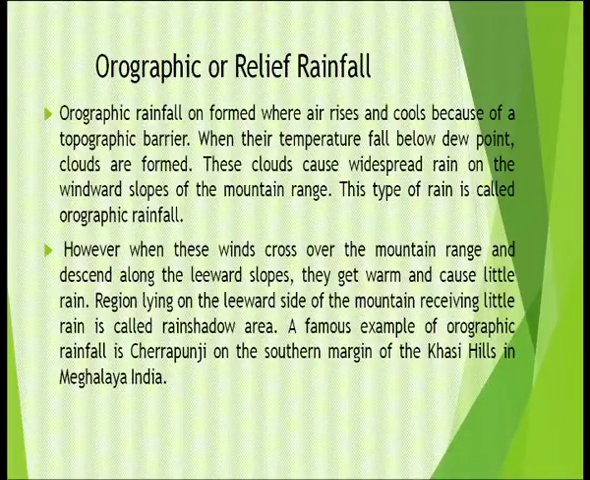However, when these winds cross over the mountain range and descend along the leeward slope, they get warm and cause little rain. Region lying on the leeward side of the mountain receiving little rain is called rain shadow area. A famous example of orographic rainfall is Cherrapunji on the southern margin of Khasi Hills in Meghalaya, India.